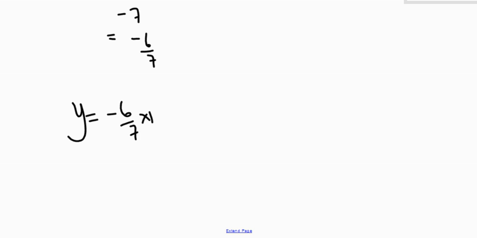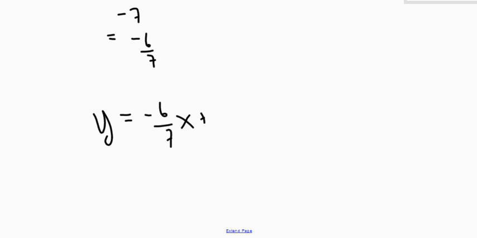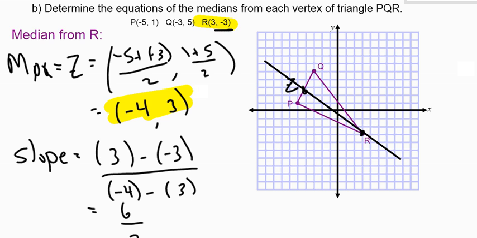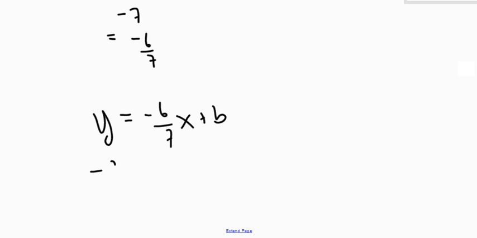Hold on, let me try that a little neater. And so that's what I know, the slope. And now I need to find the y-intercept. So I'm going to take one of the points that I know. I will take point R, 3 and negative 3. So y is negative 3. x is positive 3. And now I just need to solve for b.